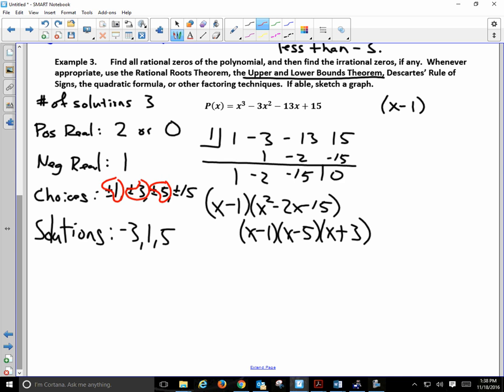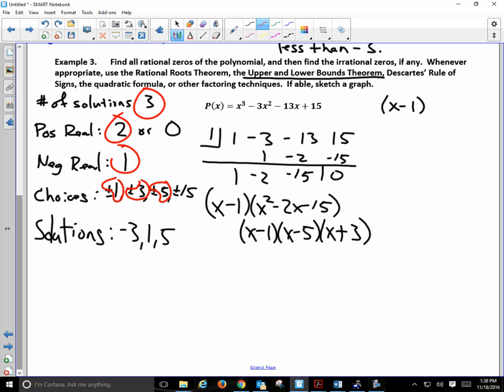How many negative real solutions do we have? 1. How many positive real solutions do we have? 2. For a total number of 3. It's like predicting the problem before we even do it. You know what I mean? That's pretty sweet that we were able to verify it ahead of time.